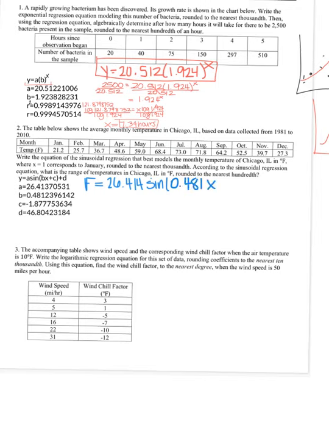X plus C is negative 1.878 rounded. And then plus D is plus 46.804. And that's it. That's the equation.